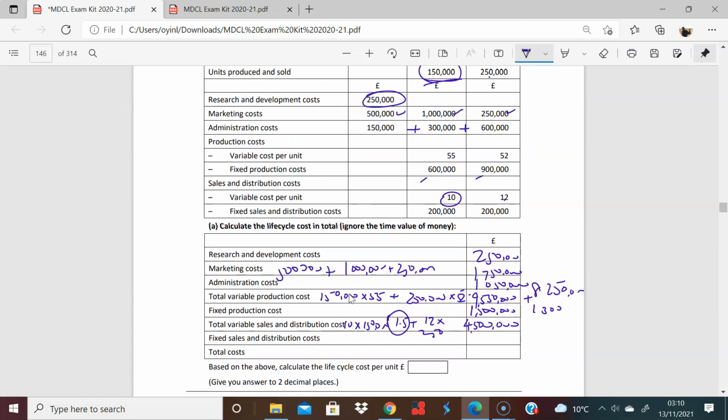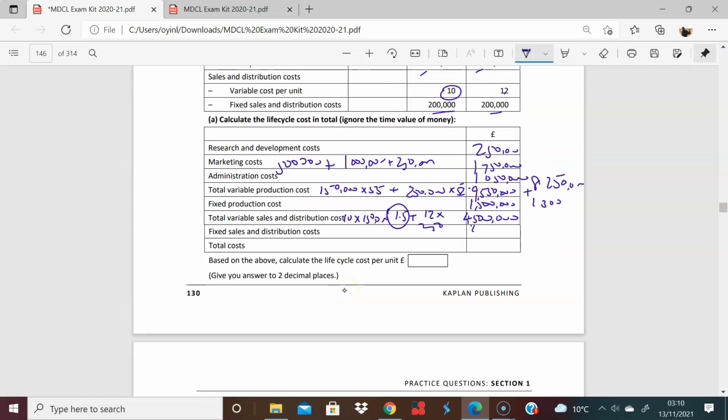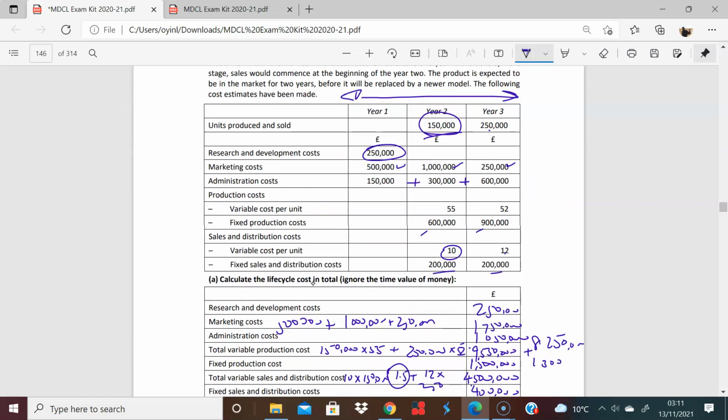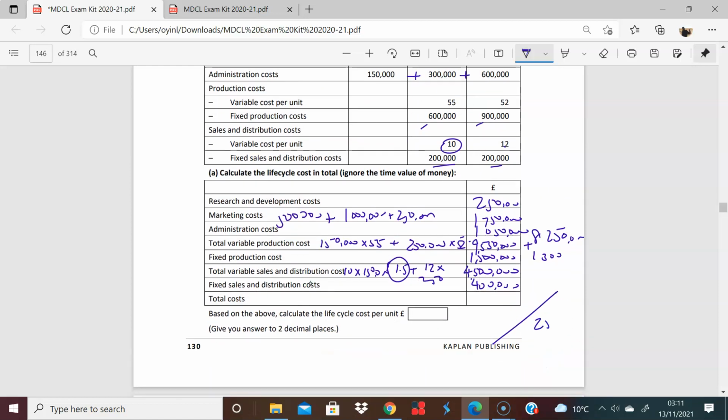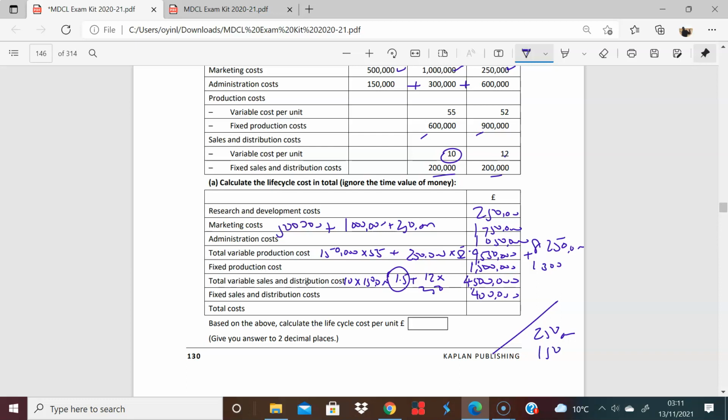Then you have your fixed sales and distribution. So you have 200 plus 200, and so you have 400,000. And then we add everything together. I'm going to go to the answers and just confirm. But my point here is I add all this and divide by the total number of units produced, which is 400,000, the 250,000 plus the 150,000. Get all my answers and divide by 400,000. And that is my life cycle cost per unit.